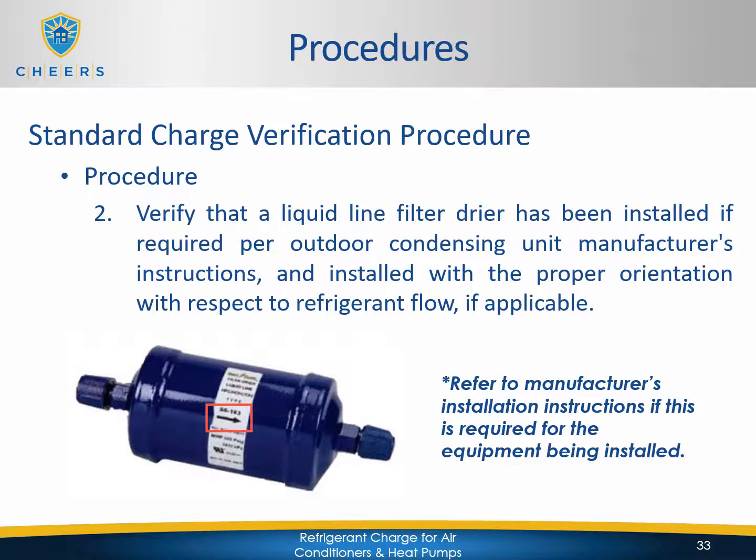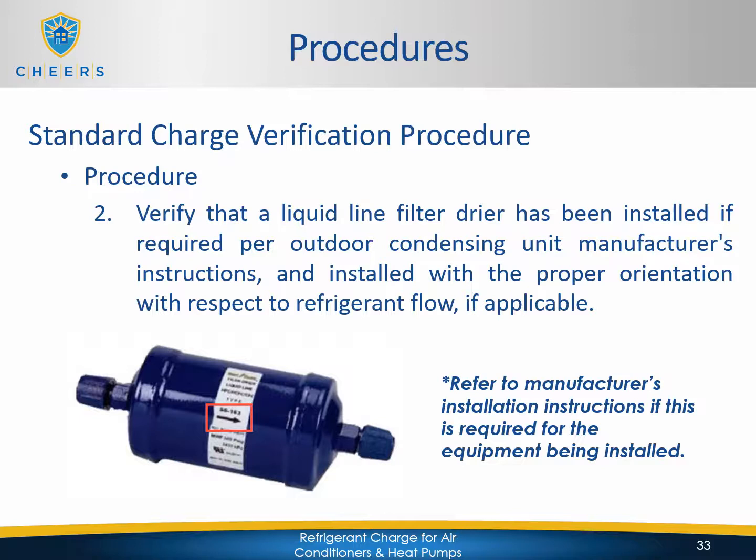You can see that it does have an arrow on it, so this one does have a proper orientation that it needs to be installed. The refrigerant needs to flow in the direction of that arrow. So for a standard split AC system, that's going to be from the condensing unit to the evaporator coil. So that's the direction of the liquid flow. It gets condensed into a liquid at the condensing unit through the compressor, and then it flows towards the evaporator coil, where it then is allowed to expand into a gas.